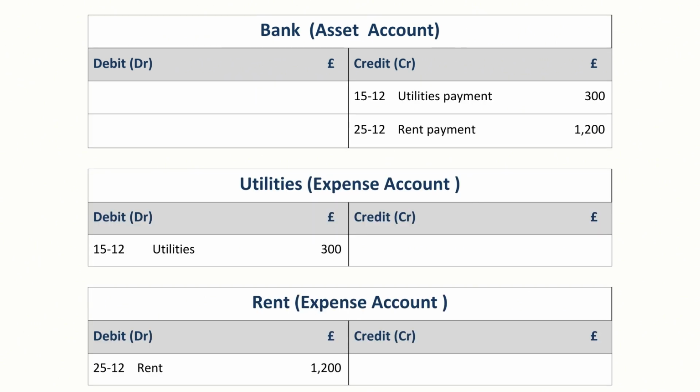Let's look at the utilities and rent payments. The business paid £300 for utilities and £1,200 for rent. Both reduce the bank balance, so they appear on the credit side. Utilities is an expense, and expenses always increase on the debit side. So the £300 payment is shown as a debit in the utilities account. The same applies to the rent account. Rent is also an expense, so the £1,200 payment is recorded as a debit in the rent account. This shows the double entry principle in action. Each transaction appears twice: a credit in the bank account and a debit in the relevant expense account.